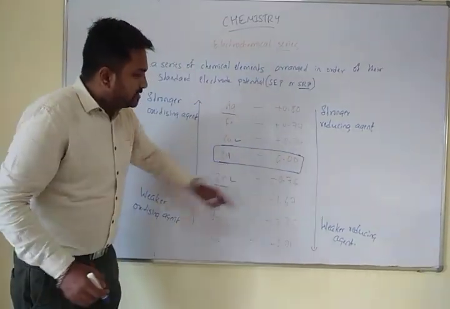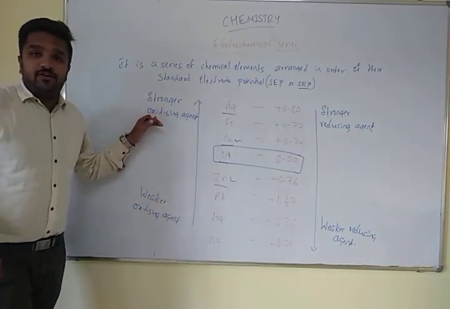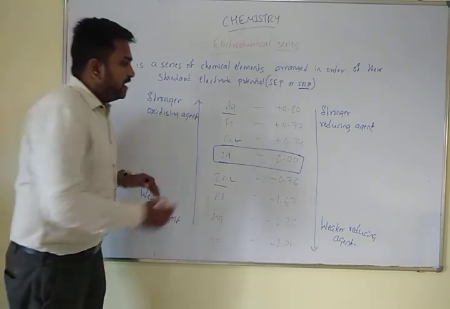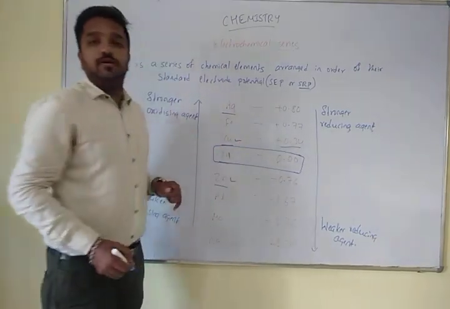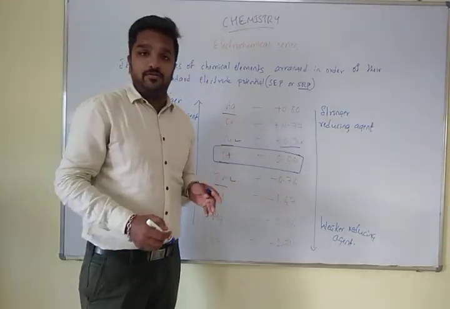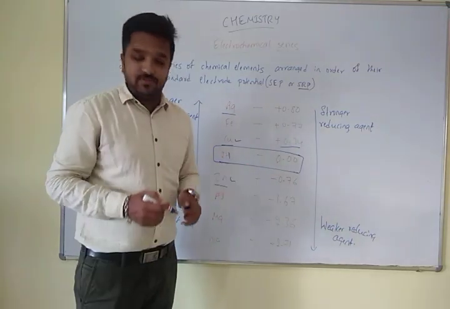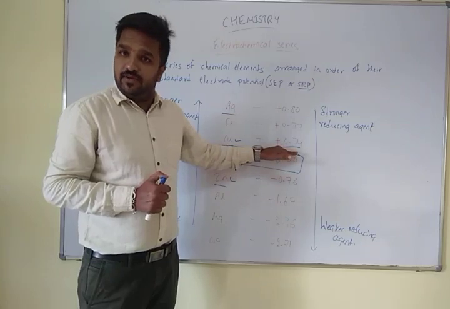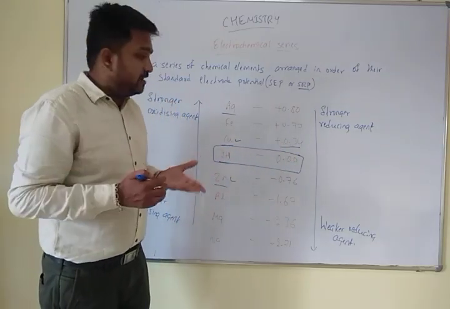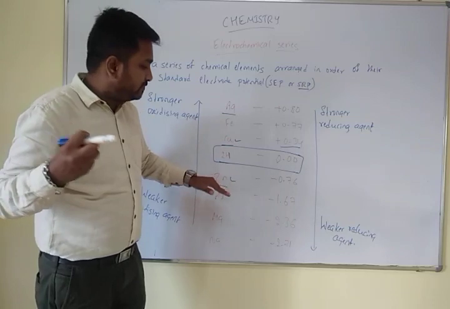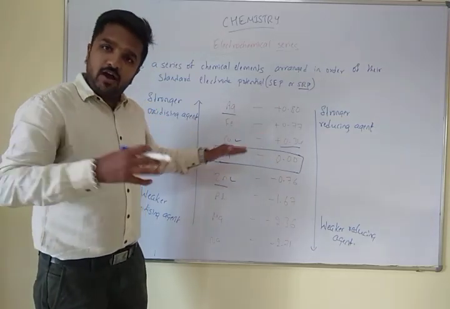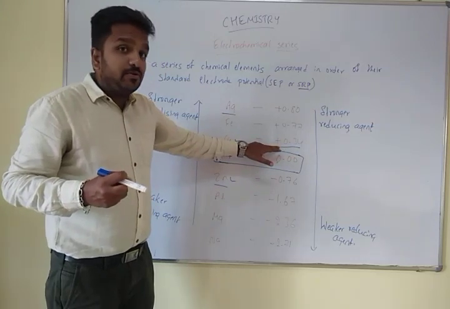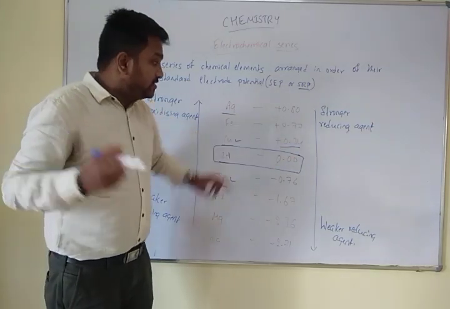We can get the strength of the oxidizing agent and the reducing agent through this series. Copper has plus 0.34, a positive sign, whereas zinc is in the negative sign. That means copper has the more reducing capacity. From the Daniel cell, we have seen copper will pull the electrons from zinc. The pulling capacity of copper is more compared to that of zinc because of its standard electrode potential. It has more potential to pull.